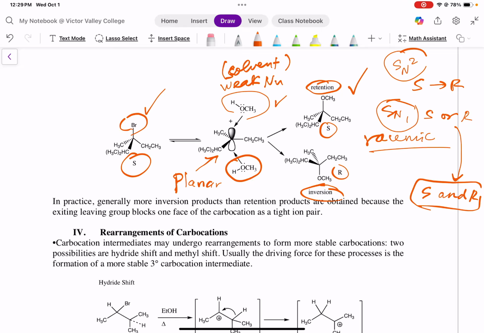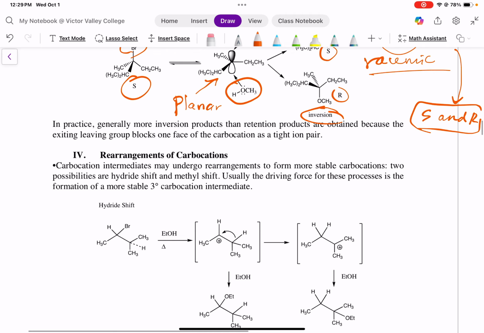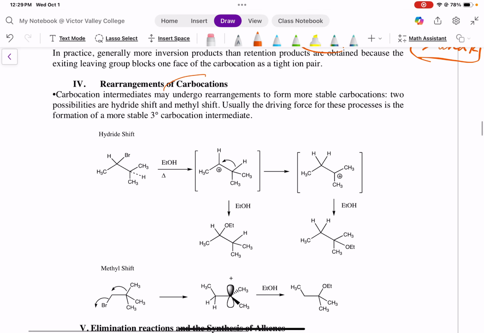Sometimes that's a problem. More products doesn't mean it's better. We would just want one kind of product. Now, here's another situation. Because of the cation forming, there's a chance it rearranges. It changes into a different cation. For example, this one, if we take the Br off, notice that's a neutral, that's a weak nucleophile. When it takes off, we got a cation, and that's a secondary. A secondary cation is a cation that's bonded to two other carbons. It's not the best. It's good, but it's not the best.